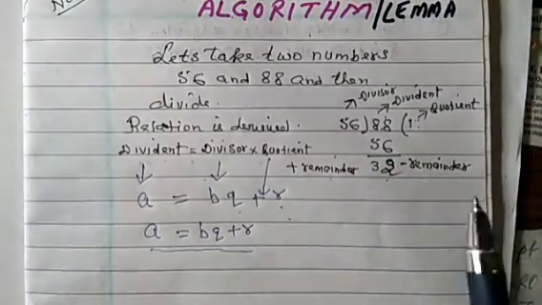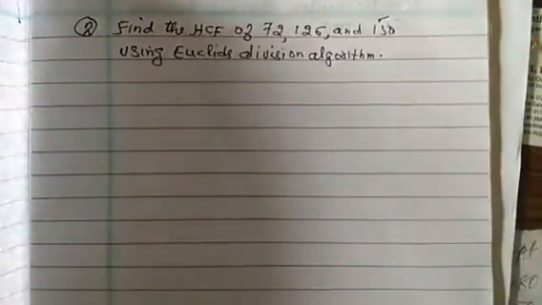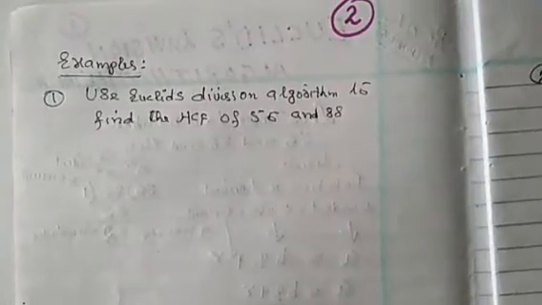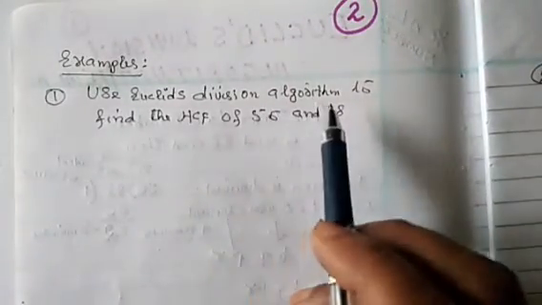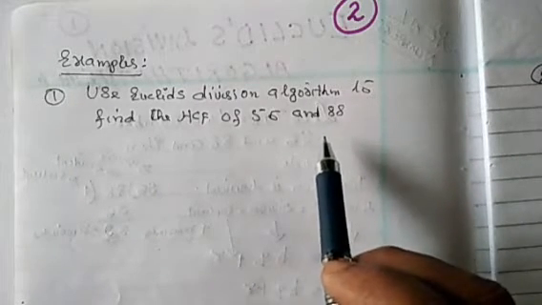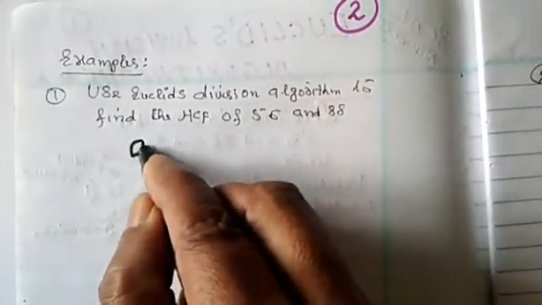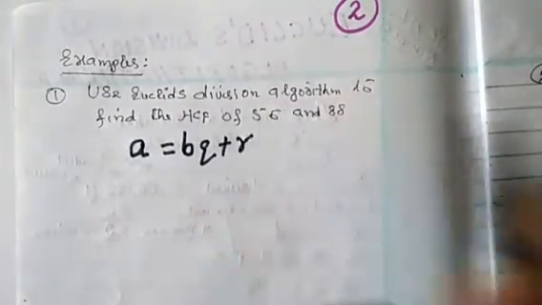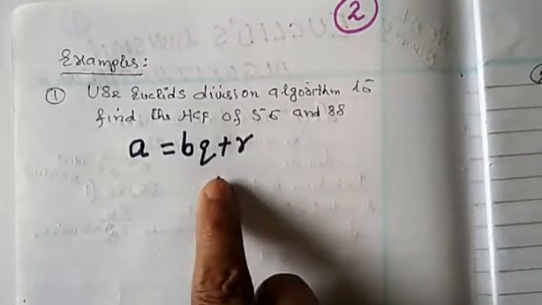Now let me take one question, and I'll show you the steps that he told we should follow. I have already written the question here to save some time. The example is: use Euclid's division algorithm to find the HCF of 56 and 88. The formula is already given. This is your formula: A is equal to BQ plus R.